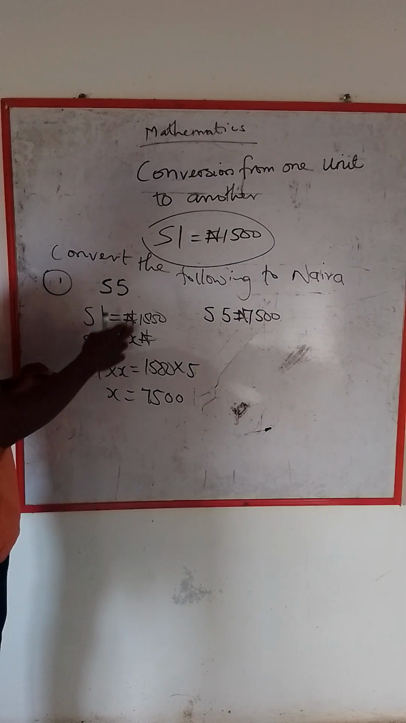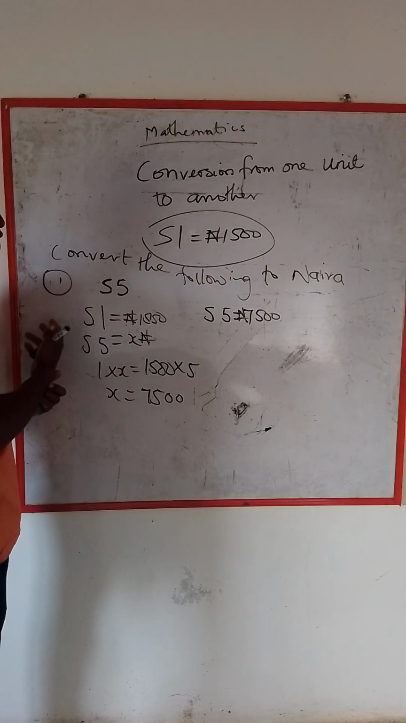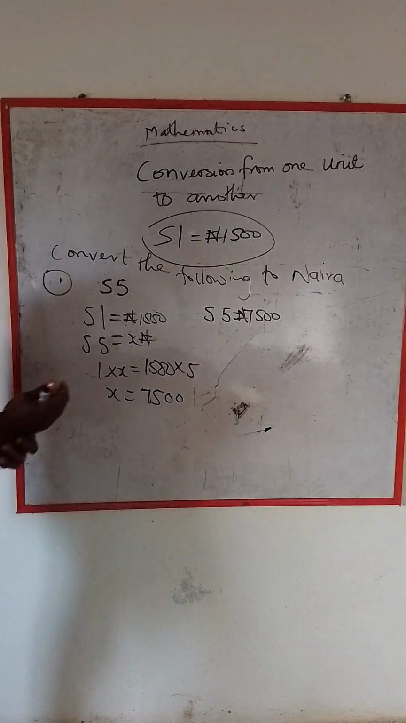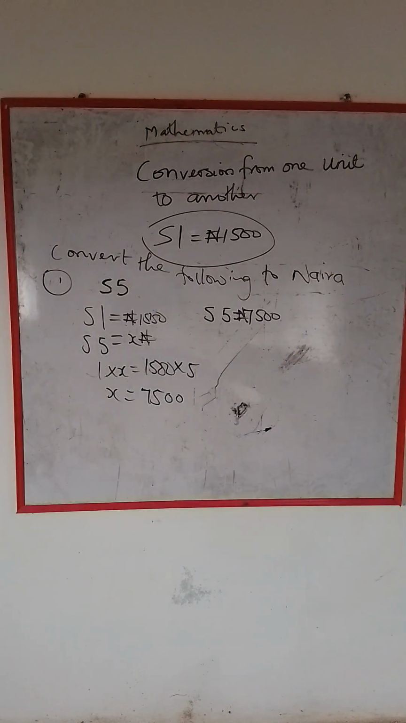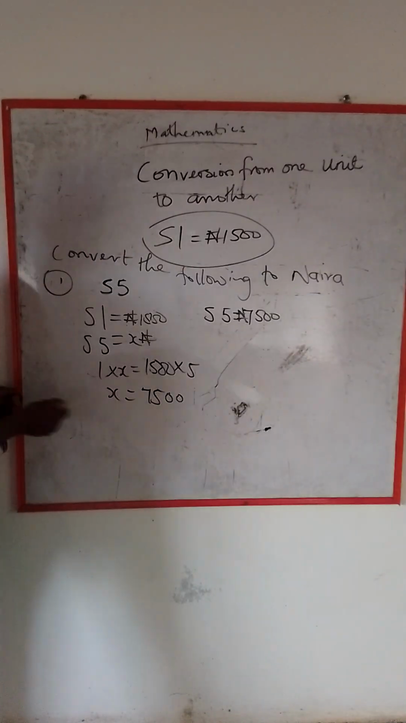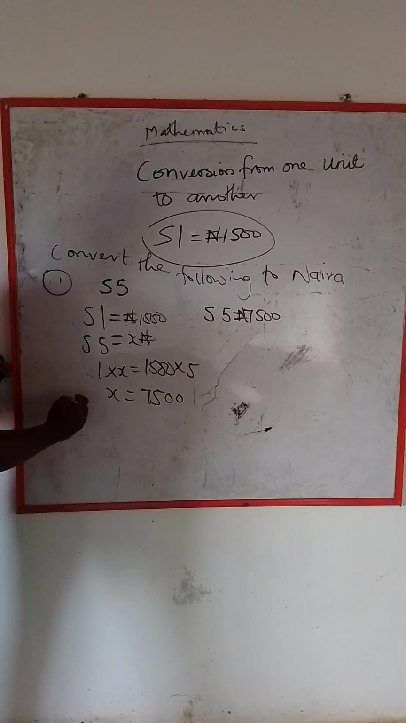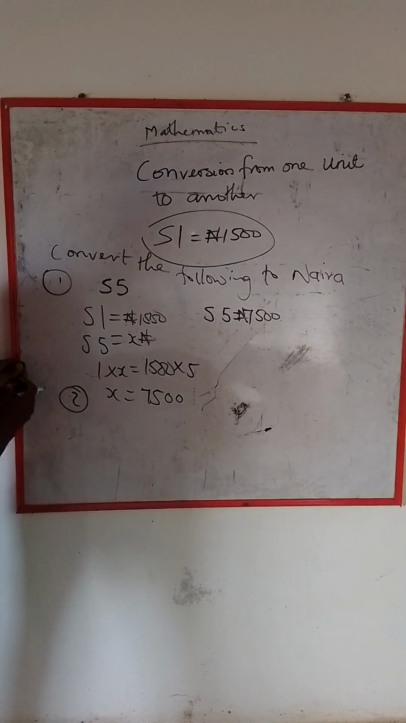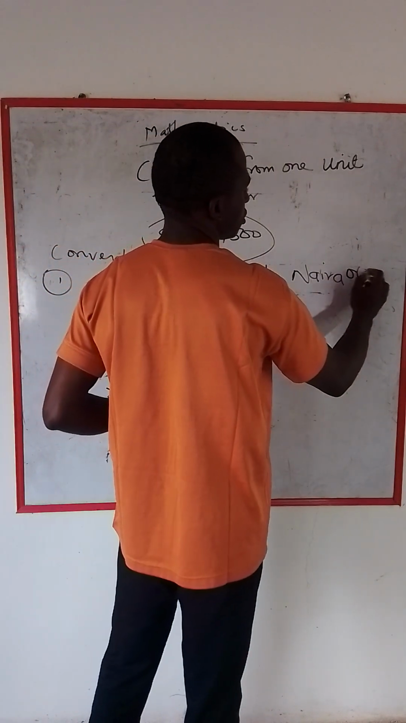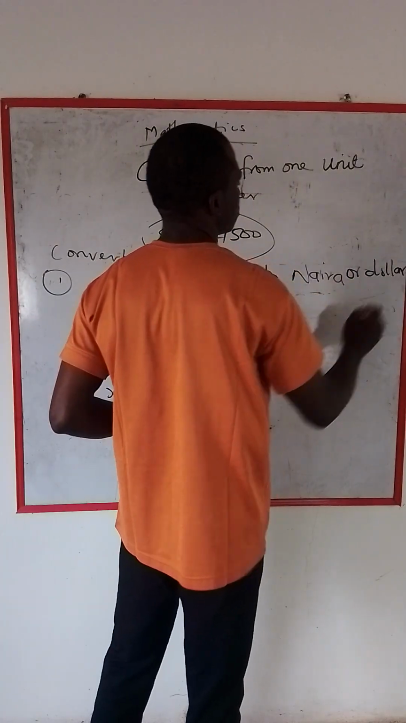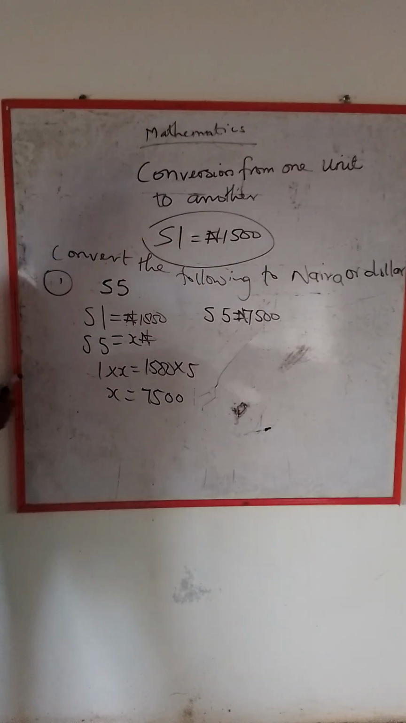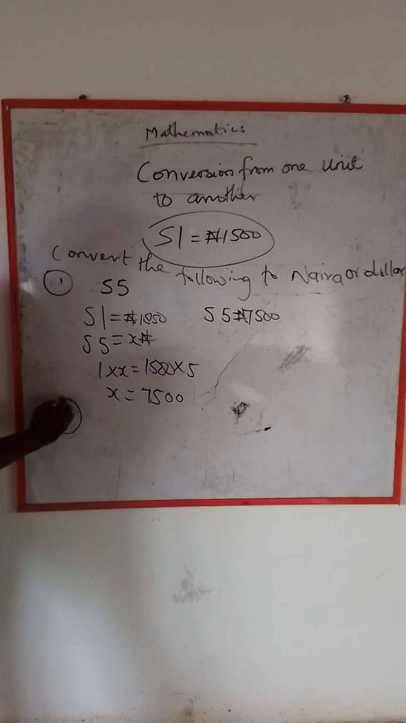All you just need to do as you cross multiply, you can equally convert from naira to dollar, from dollar to naira. You can do either of them, just the way you want it. You do it that way. Okay, let me give you a question, number 2. Let me do the one for conversion of naira to dollar.